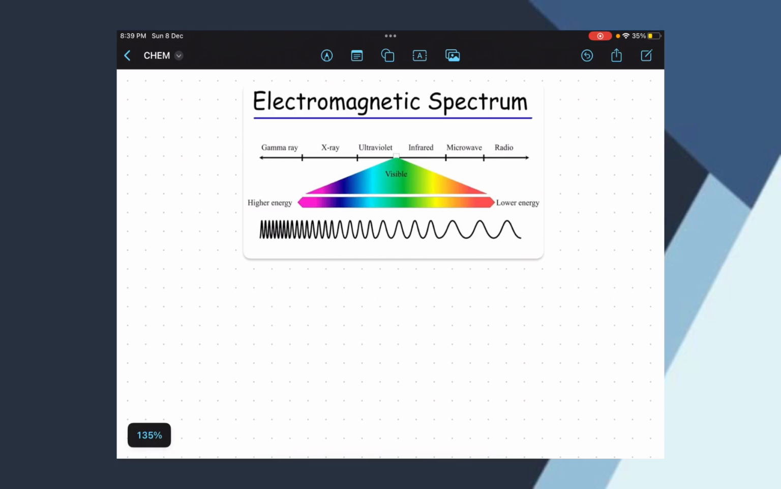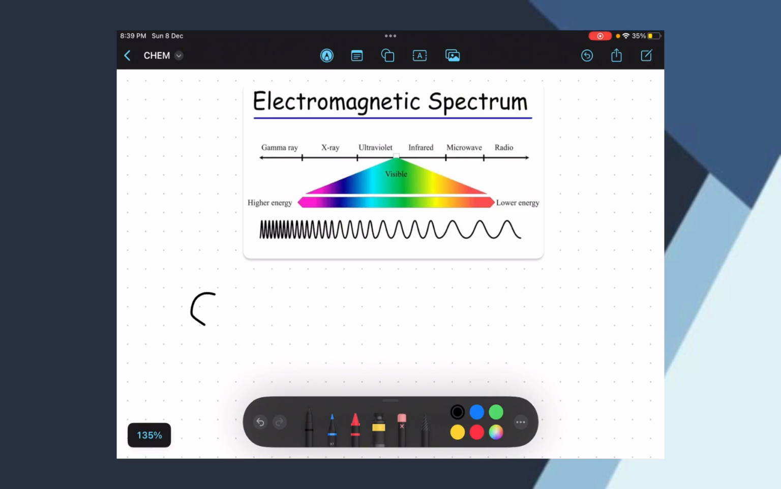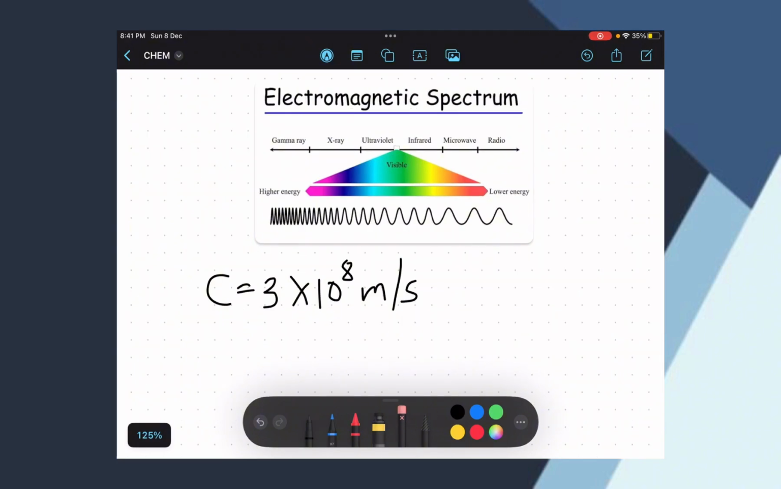All of these electromagnetic waves travel at the speed of light, which is 3 times 10 to the power of 8 meters per second. The speed of electromagnetic light is wavelength times the frequency. So as we move towards the right, towards the radio wave, the wavelength increases. As we move towards the left, the frequency increases.